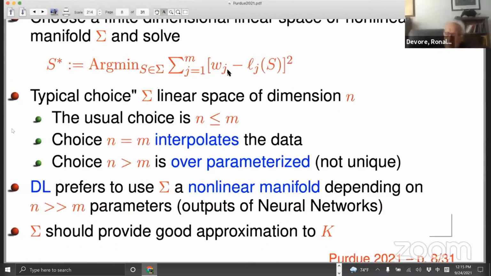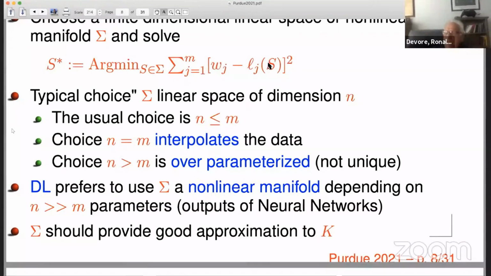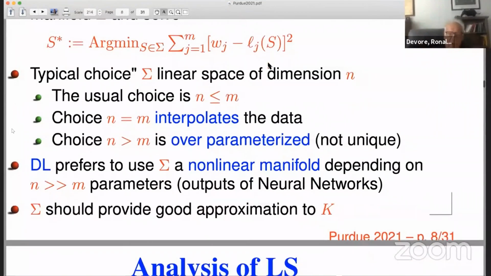That would be, to me, the question to ask somebody in deep learning. What function are you choosing if you're using over-parameterized manifolds? Which function are you choosing to fit the data? I know I can fit the data exactly. Which guy are you going to choose? So I'd like to understand what's going on there.